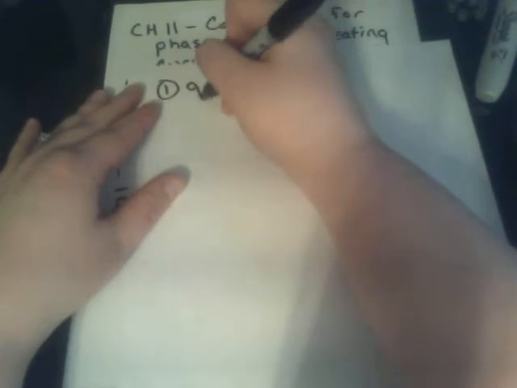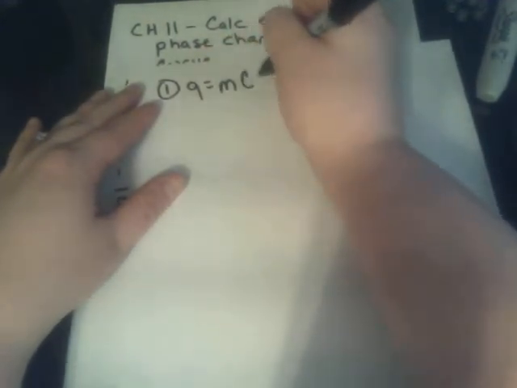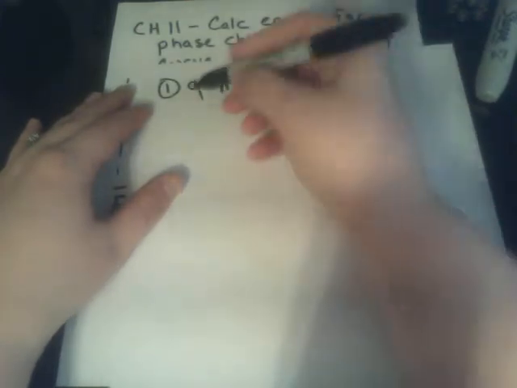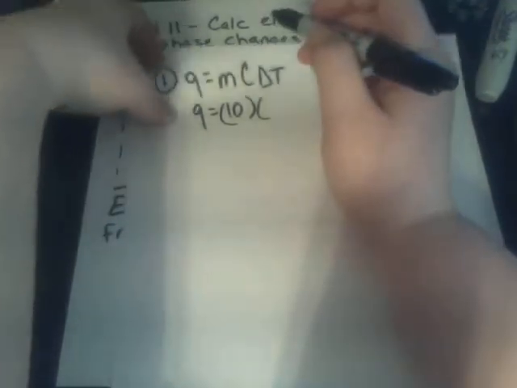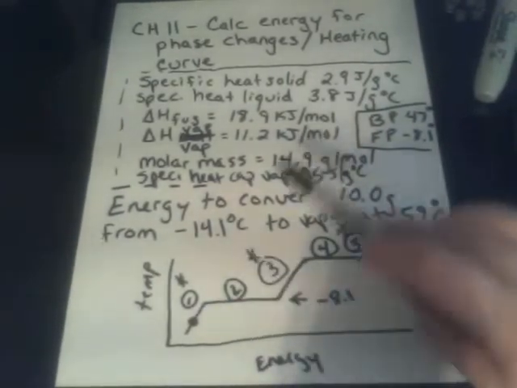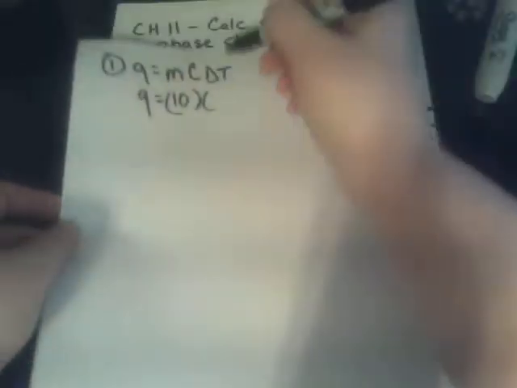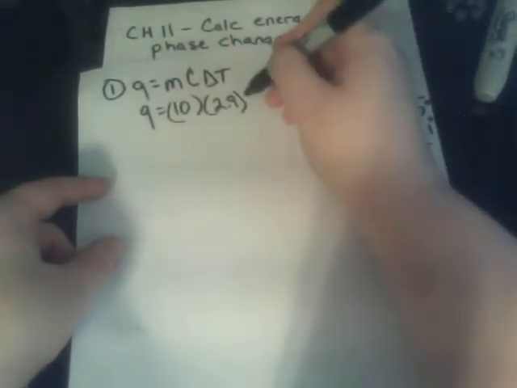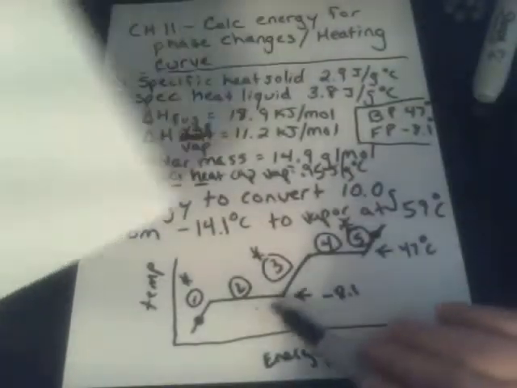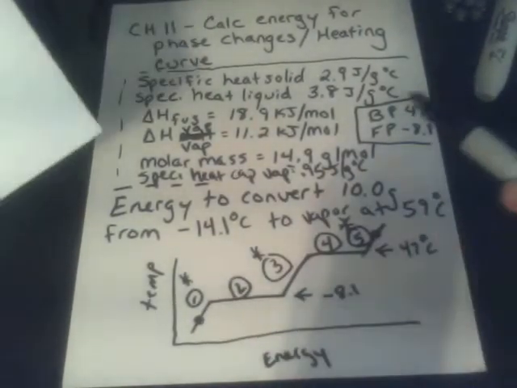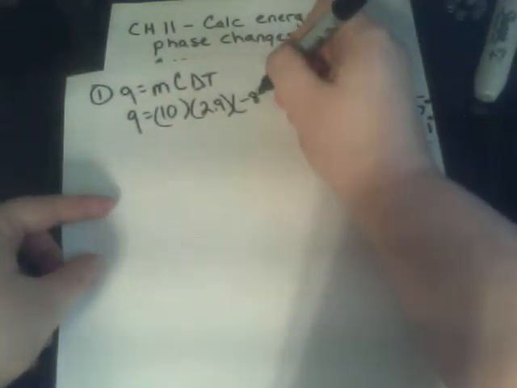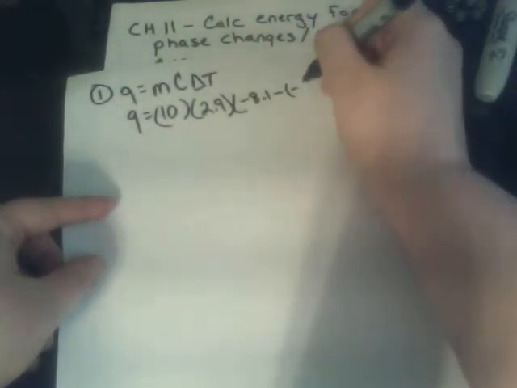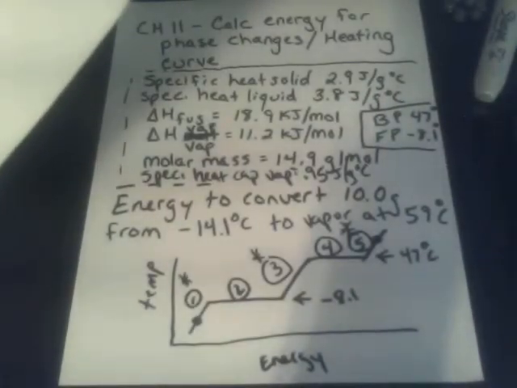Number 1, we're going to need Q equals mass times C times delta T. So I know my mass is 10 grams. What's my specific heat capacity? I'm a solid, so I'm going to use the solid specific heat capacity, which is 2.9. I'm not putting units in here because it's a very long problem. And my delta T, how much am I heating up? Well, it's final minus initial. So I'm heating it up to negative 8.1, but I'm starting at negative 14.1. So final minus initial, started at negative 14.1.